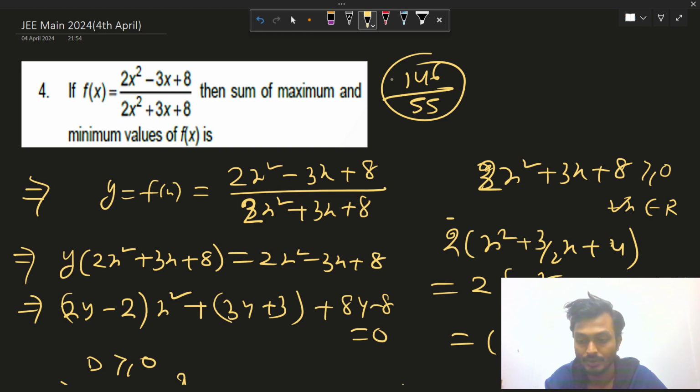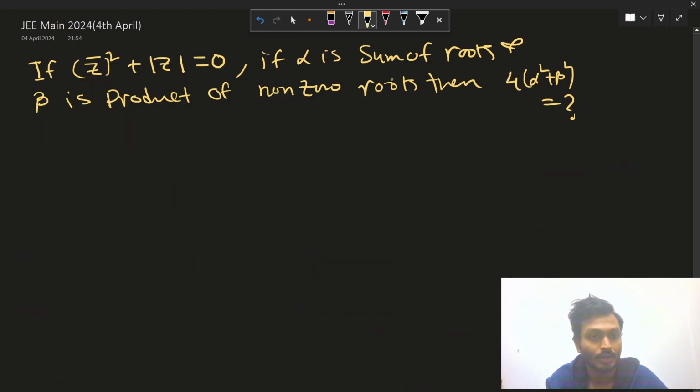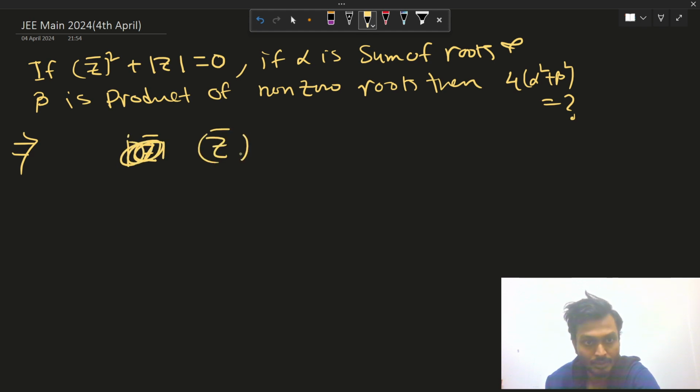So let us go to the third question. The third question was from complex numbers. What is given in that question? This condition is given: z bar whole square plus mod z equals 0, and alpha is the sum of the roots of this equation and beta is the product of the roots of this equation. Then we have to find 4 into alpha square plus beta square.